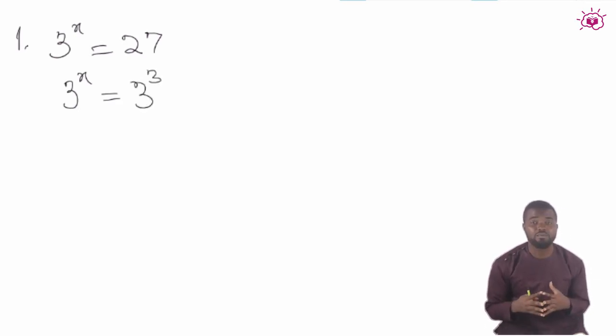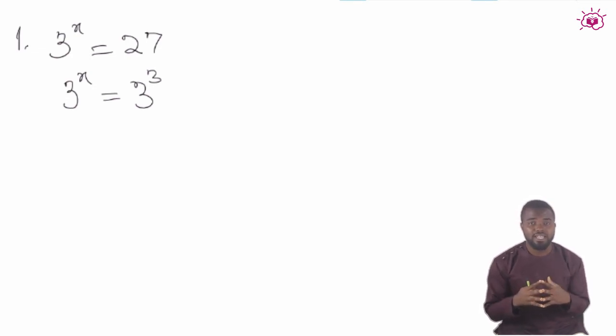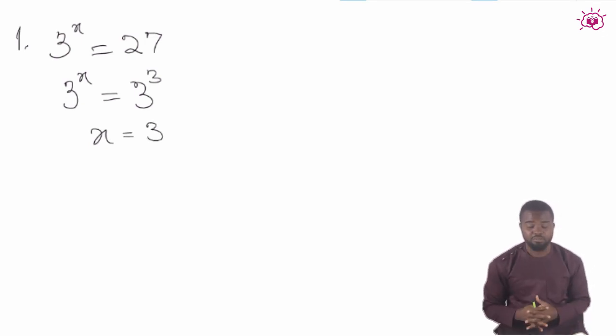Now since 3 raised to the power x is equal to 3 raised to the power 3, there's another way of saying this. Since 3 raised to the power x is the same thing as 3 raised to the power 3, that implies that x is equal to 3, as the bases are equal.